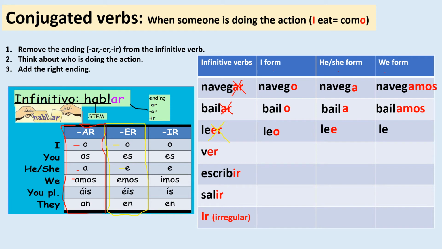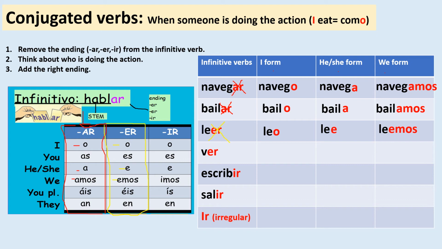And for the we form, we look in the ER column. We find the we ending, which is emos, and we add it to the stem, and we have leemos. We read. Let's do the same for ver, to watch.